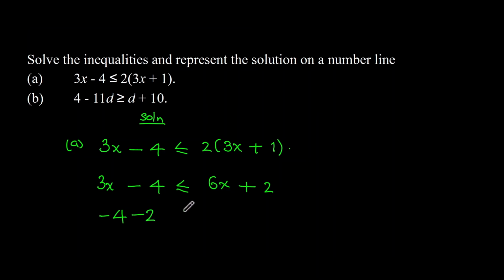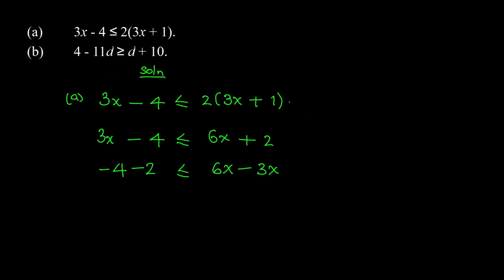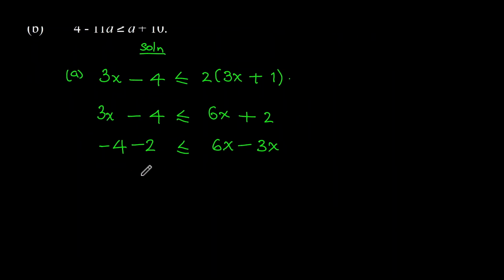2 to the left hand side, it becomes negative 2. Copying down 6x minus 3x, and we simplify both sides. The left hand side simplifies to negative 6 is less than or equals to 3x. And for us to be able to get the value for x, let me copy here and we divide both sides by 3.